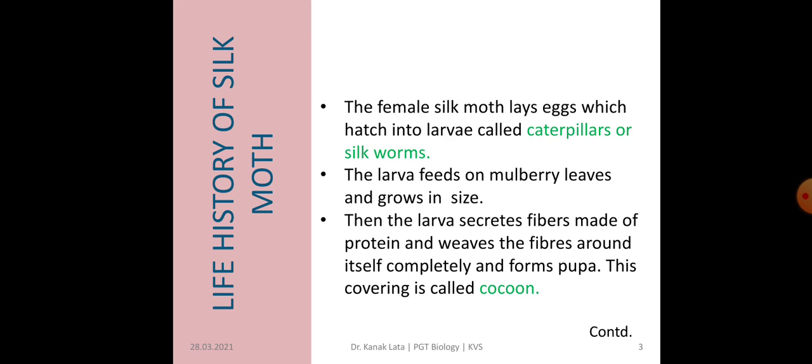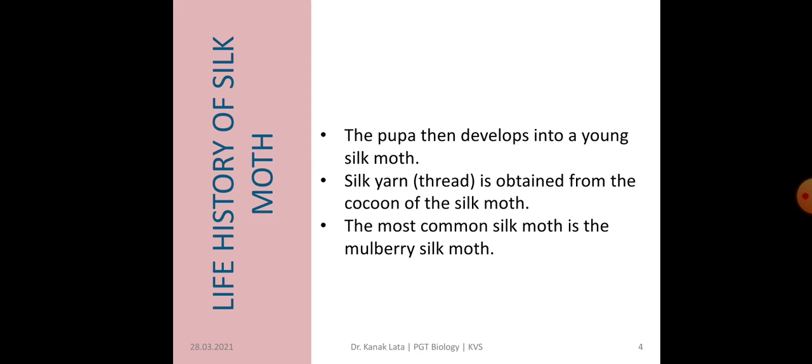Then what is happening? The larva secretes fibers which are made up of protein and weaves the fiber around itself, and completely it forms a structure that is called pupa, and this covering is called cocoon. So finally this caterpillar is converted into cocoon. The pupa then develops a young silk moth inside the cocoon. Silk thread or silk yarn is obtained from the cocoon of the silk moth.